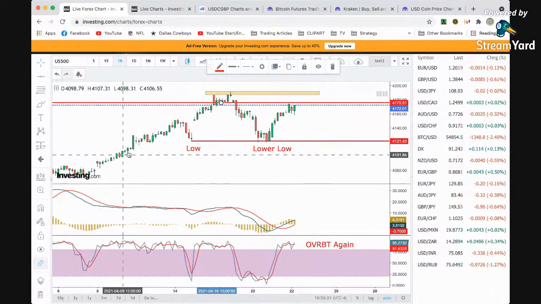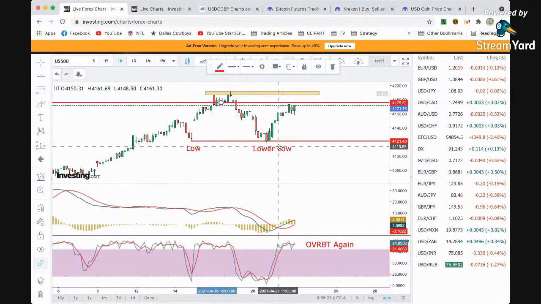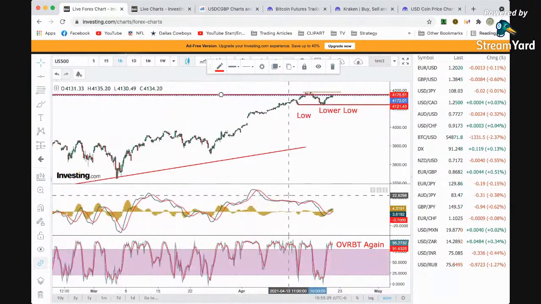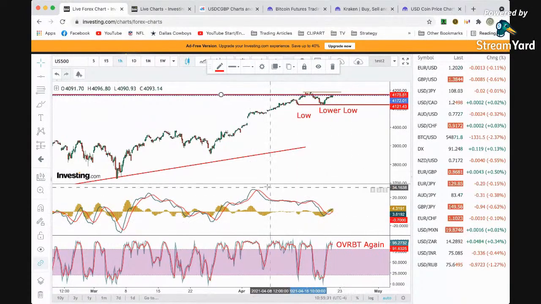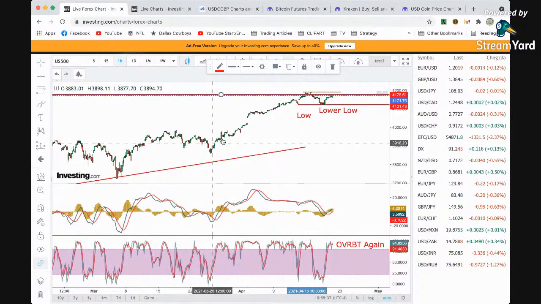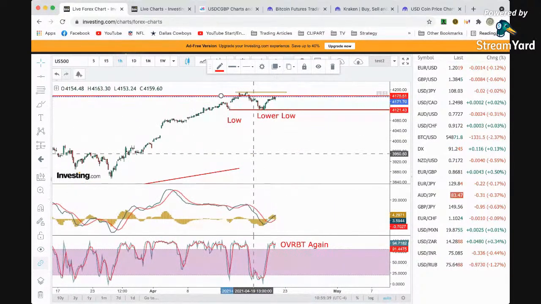This was greed. The failure to make a higher high is an indication of fear. And we've got another momentum oscillator here showing us that the momentum of the uptrend was slowing down. That's a common thing too, so that's another warning sign.